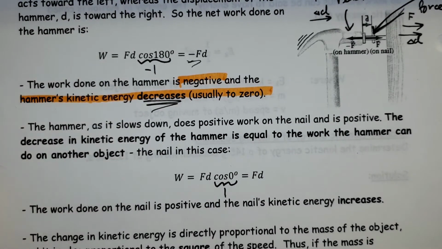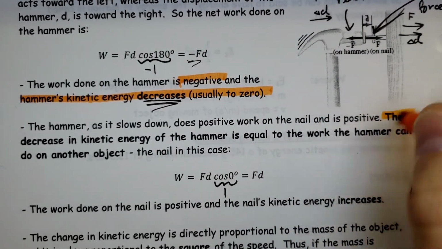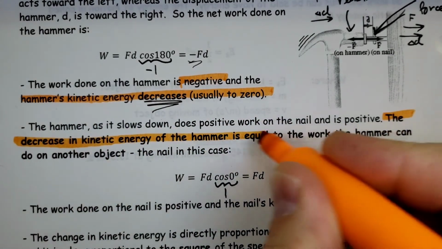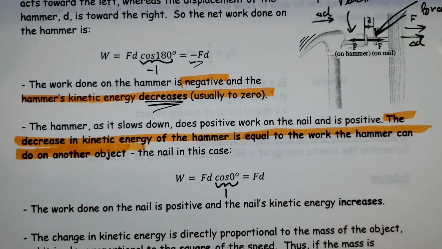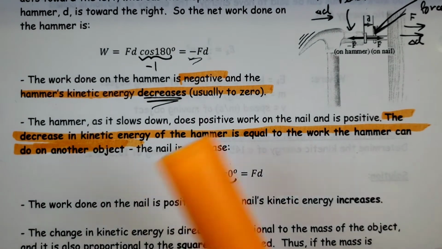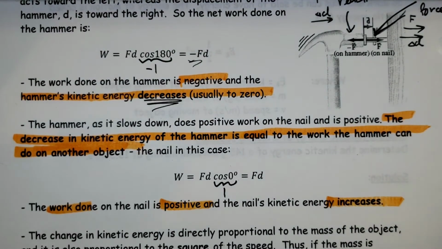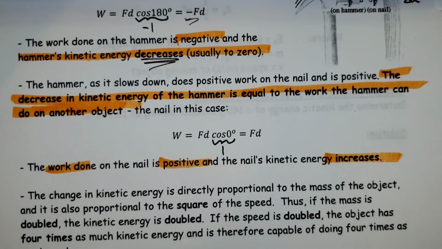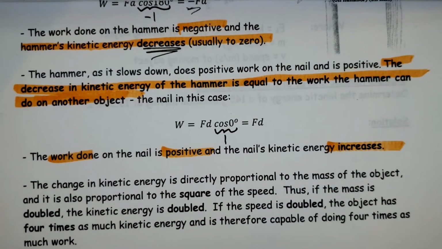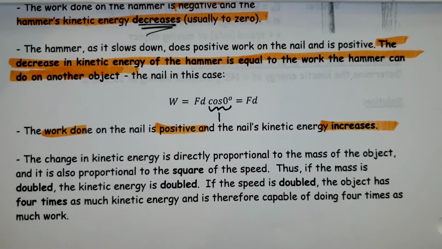And here's the key thing. The decrease in kinetic energy of the hammer is equal to the work the hammer can do on another object. So the hammer is losing the energy, but the nail is gaining it. The work done on the nail is positive, and its energy is going to increase. So that's a key thing to know. Looking at the two separate objects, it's easy to see the action force, to see what's happening on the nail, but something is also happening on the hammer. It's losing energy, which results in that transfer of energy to the nail.